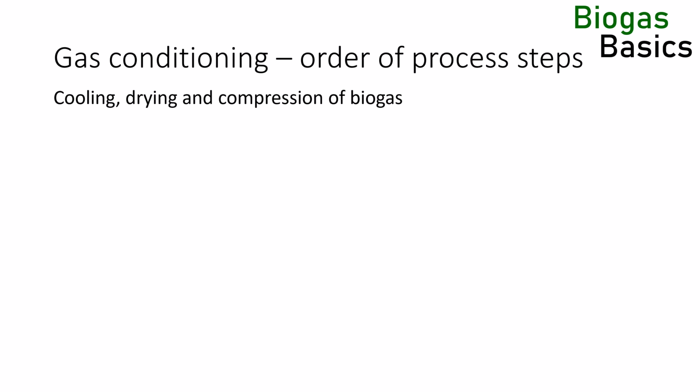When biogas flows from the biogas plant to the gas consumers, it must undergo a conditioning step. This step comprises a drying and a compression step, often also a desulfurization step, but I will ignore that here and make a designated presentation about desulfurization in the future. I want to discuss the order of compression and drying. Biogas can be compressed first and then cooled and dried, or cooled and dried first and then being compressed.